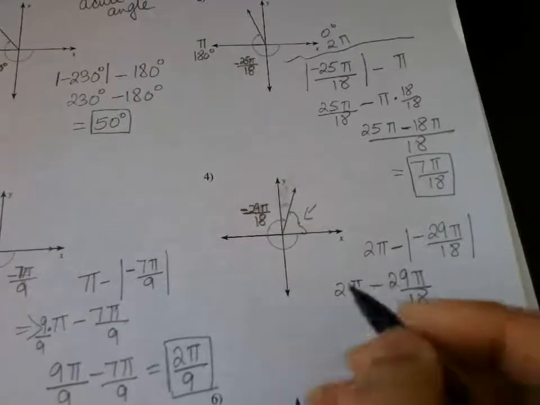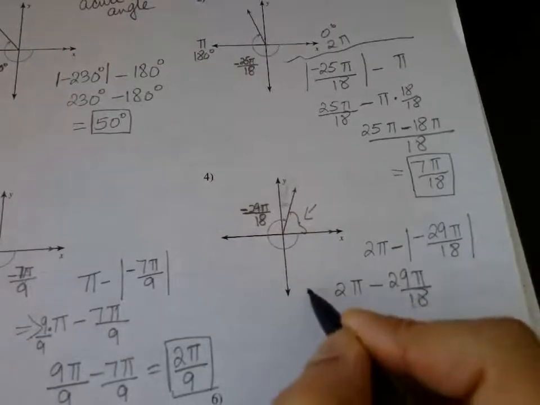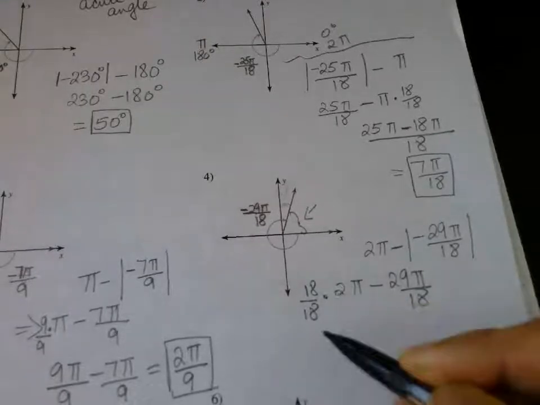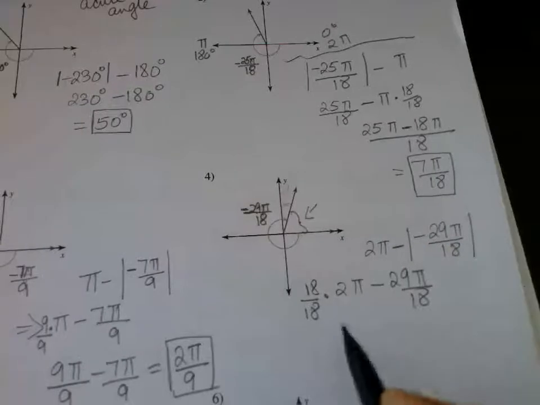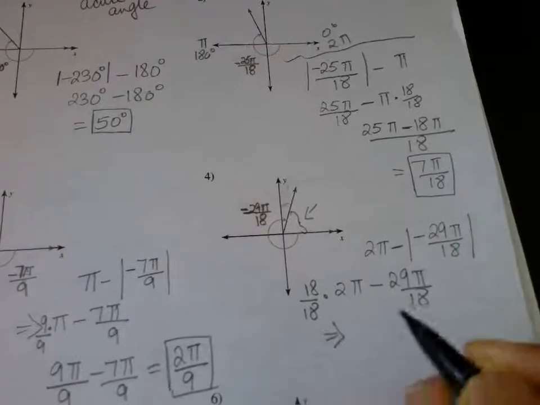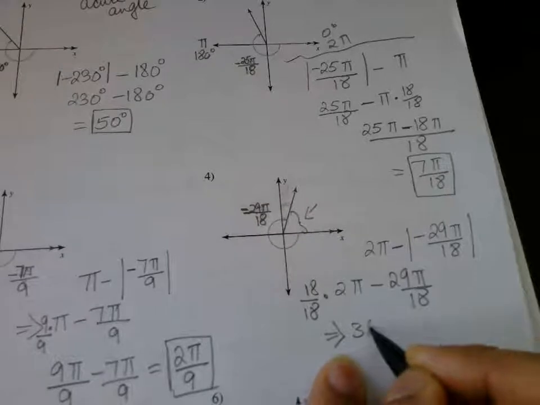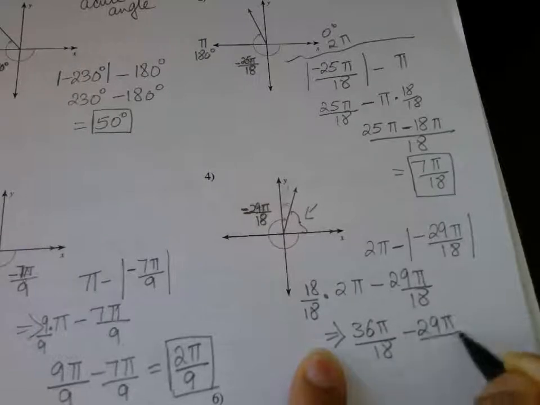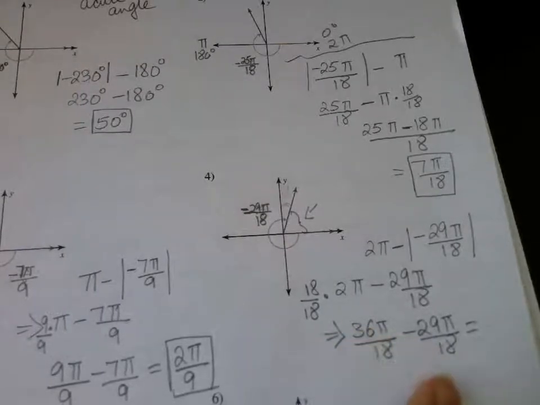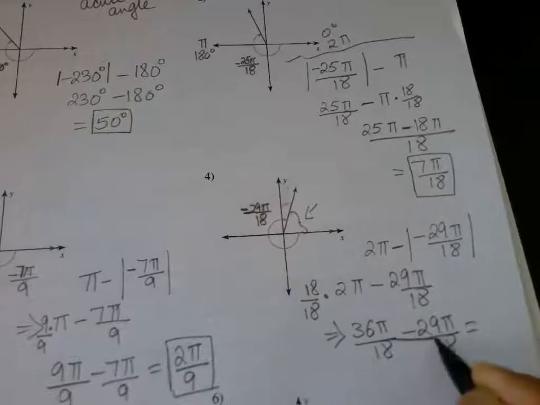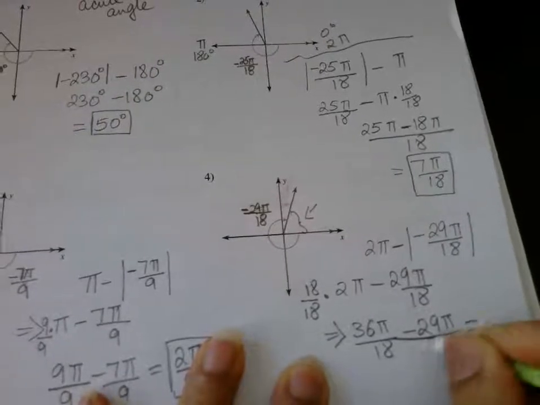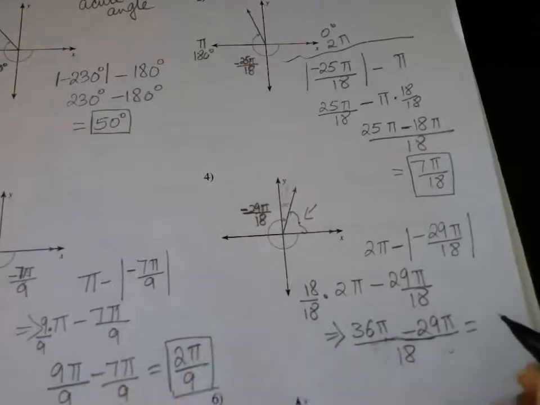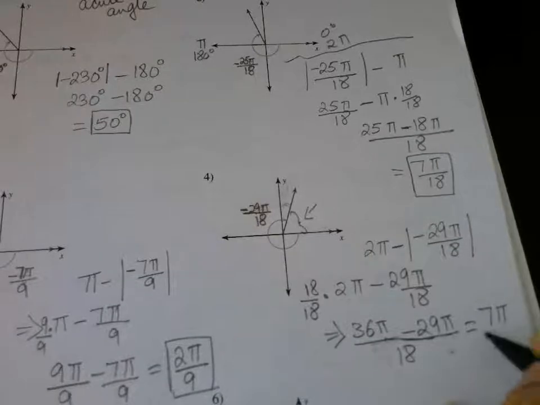Now I need to subtract the fraction. For subtracting the fraction, I need to make common denominators. So multiply with magic 1. This is magic 1. 18 divided by 18 will be 1, so I call it magic 1. Okay, so it will be 18 times 2, which is 36 pi over 18 minus 29 pi over 18. And when you subtract, because the denominators are the same, we can just eliminate these and write 18 here. Our answer will be 7 pi over 18.